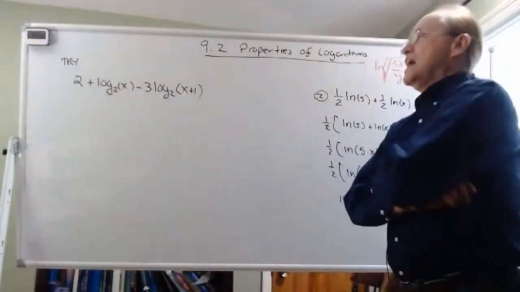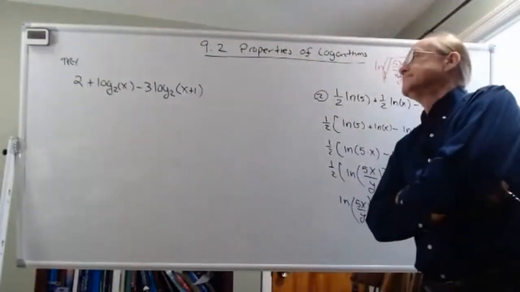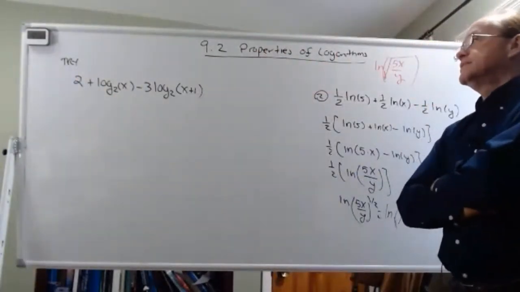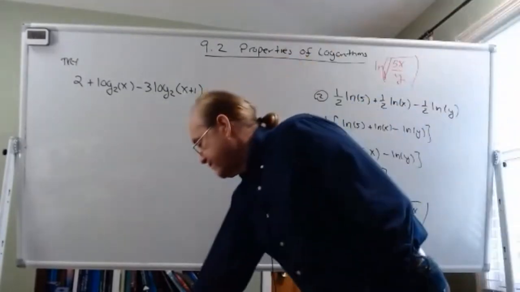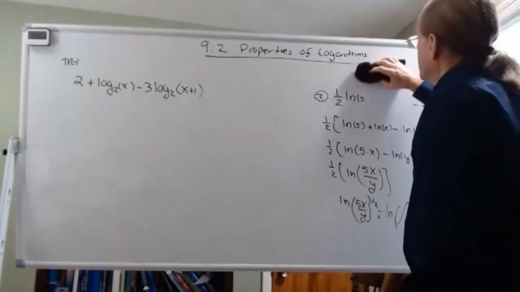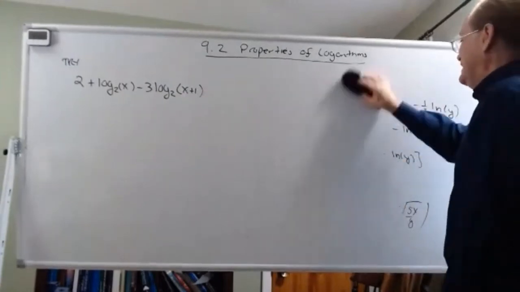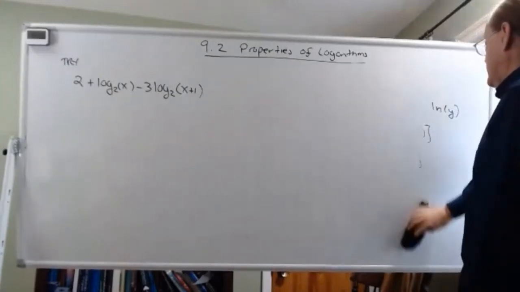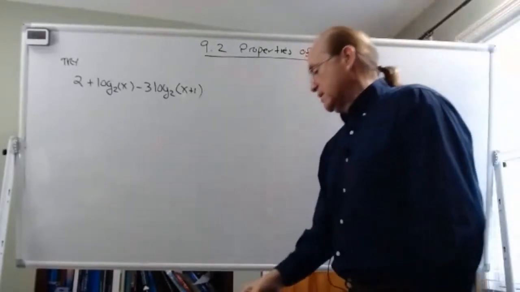This was a little bit more challenging because of this 2 over here. How do you handle that? That requires a little bit of foresight in terms of what you're trying to do. Remember, look at that constant 2. It's really of the same base. It's the same value as the base of that logarithm.